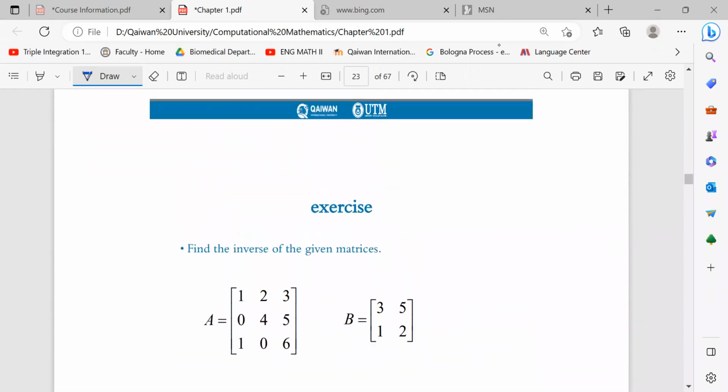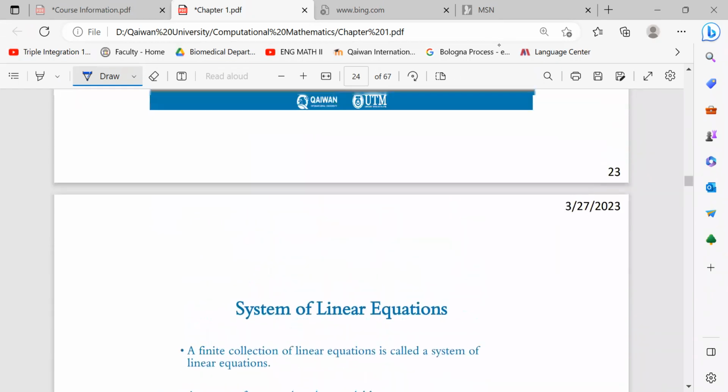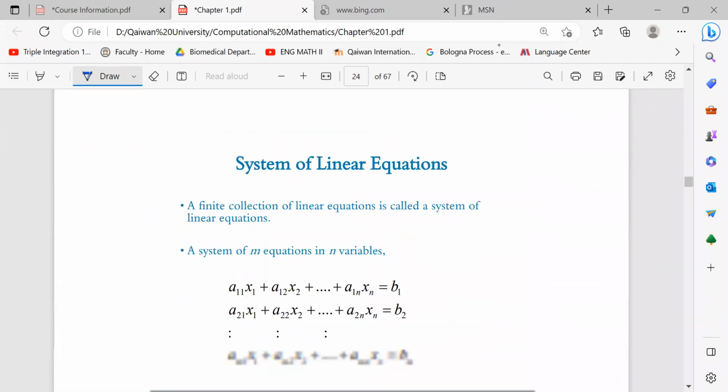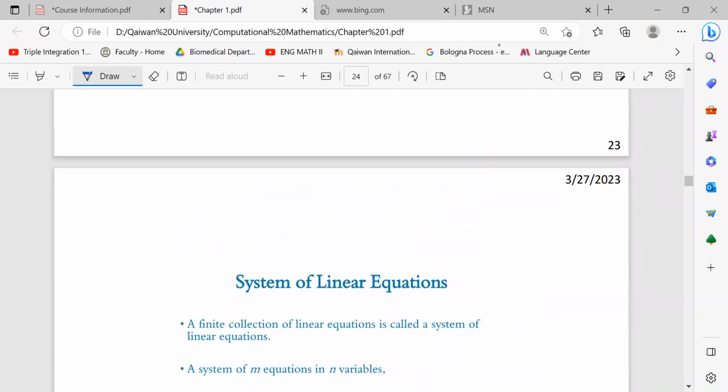So it's enough for today. I'm not going to talk about systems of linear equations now because I want to talk about them all together, since these topics relate to each other.